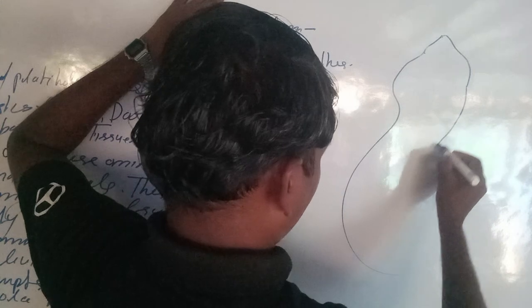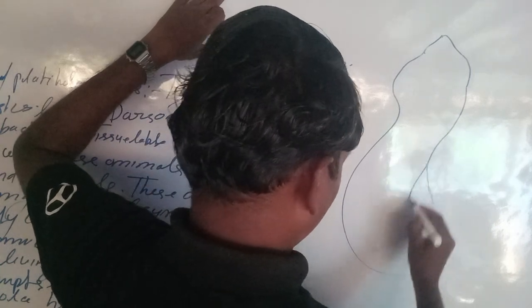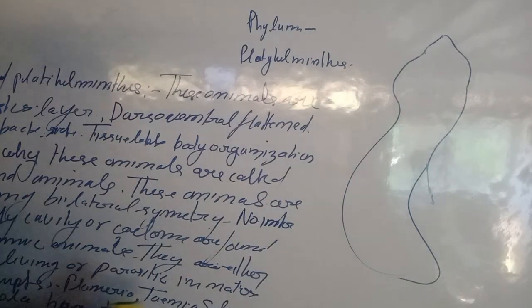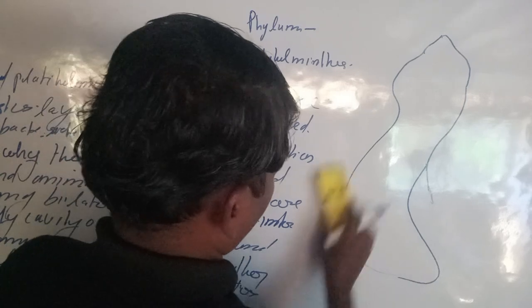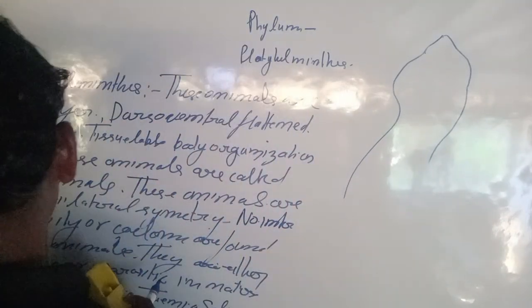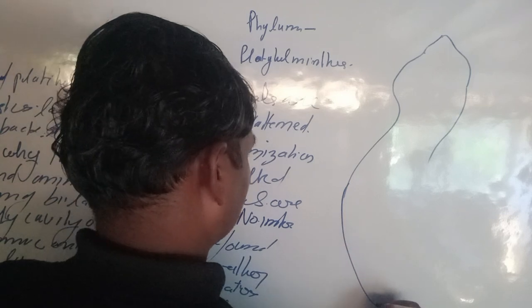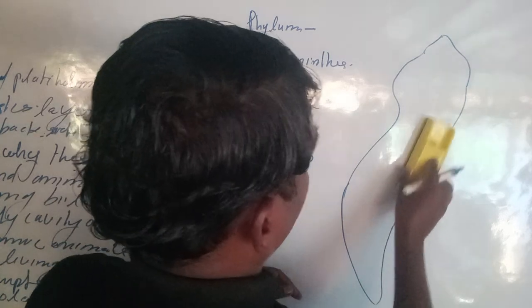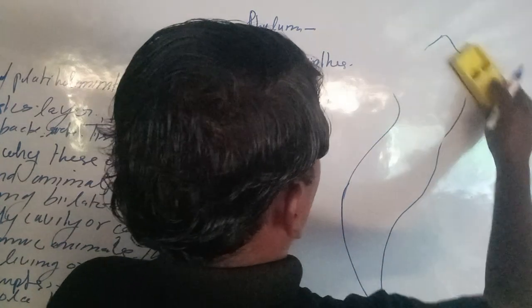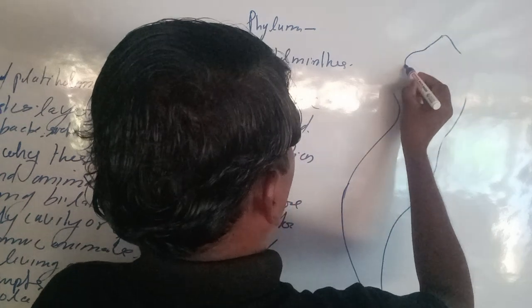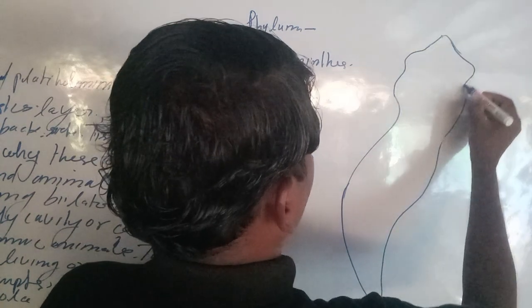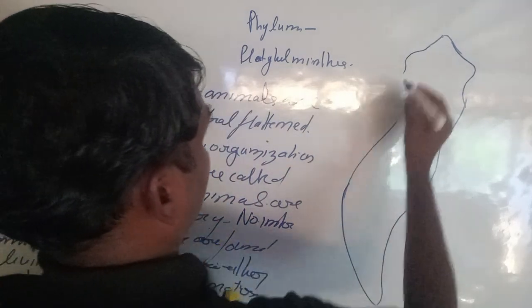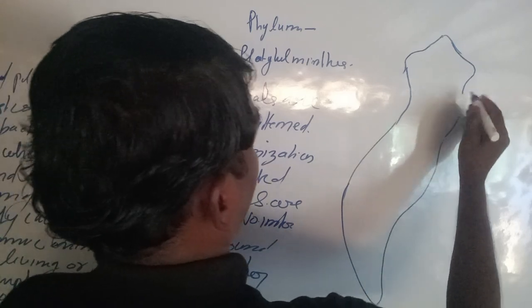This is the structure of liver fluke. So we can say that this animal structurally is like this. And we will draw the structure here so that it cannot cause more confusion and gives a better performance to understand things.